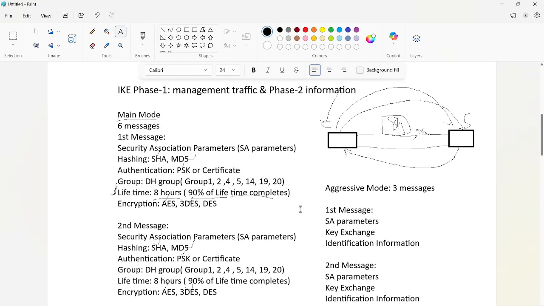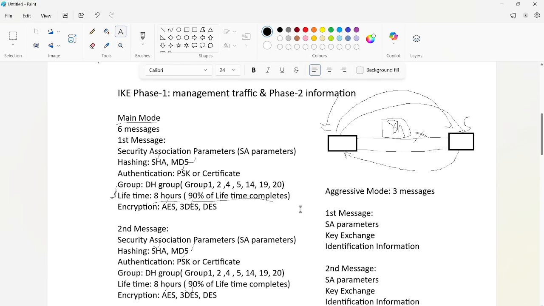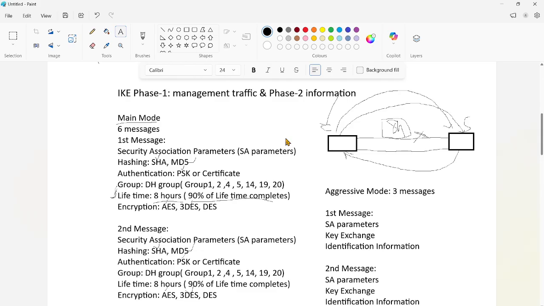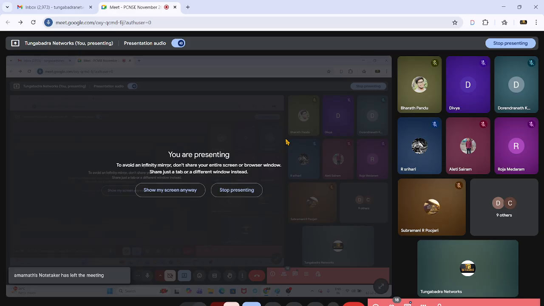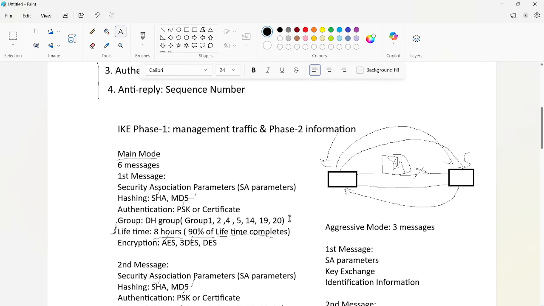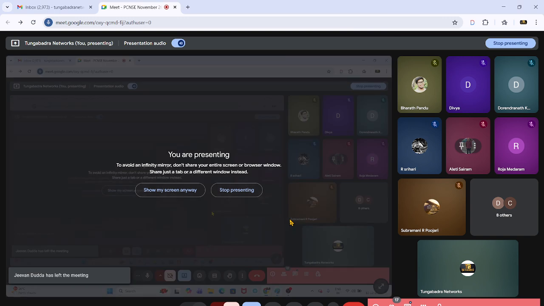But which mode are we going to use? Can anyone tell, if you want to build a phase 1 tunnel, which mode is more secure between your branch offices? Anyone? Main mode. Main mode, okay. Any other answers, others? Yes, guys, I got one answer, main mode.